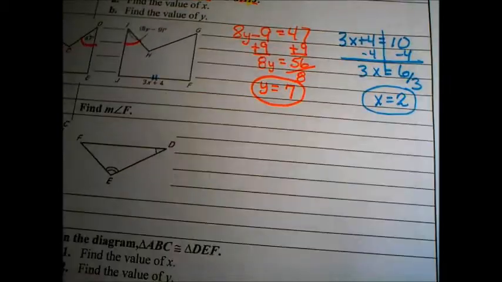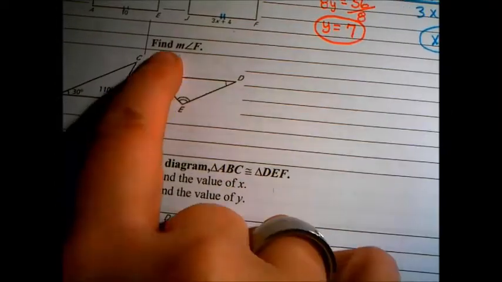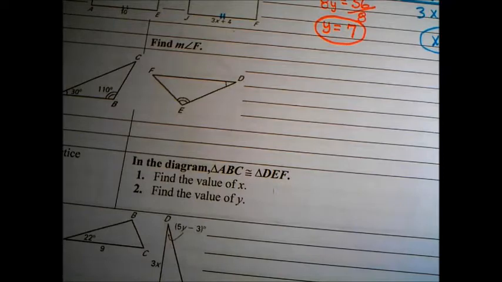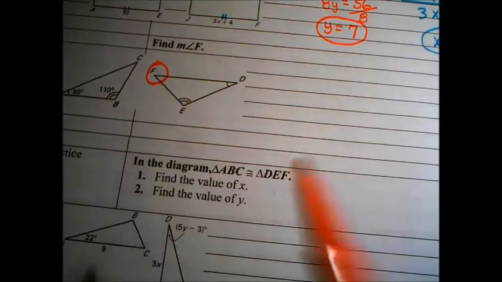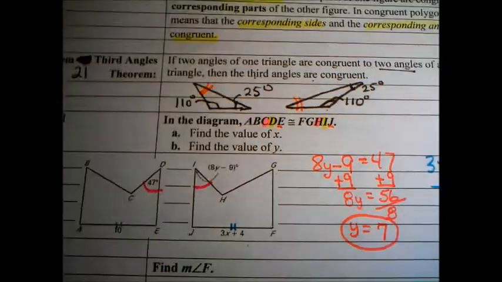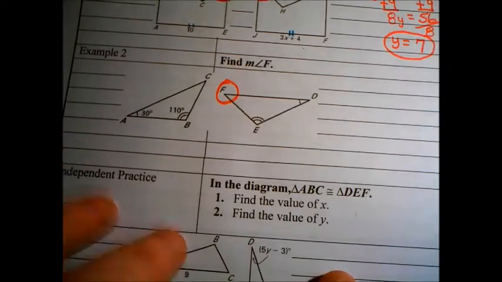Okay, the next example, I have a figure here. It looks like I slid it off to the side a little bit. They want to find the measure of angle F. Well, where's F? F is right here on the end. In doing so, I'm going to have to use my third angle theorem: if I have two angles, I can find the third angle real easy.